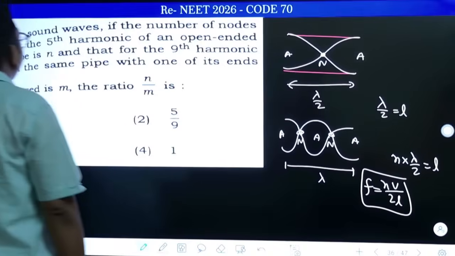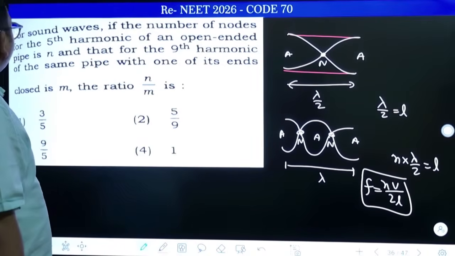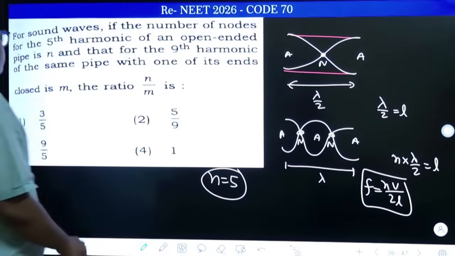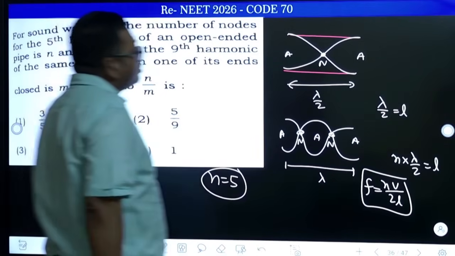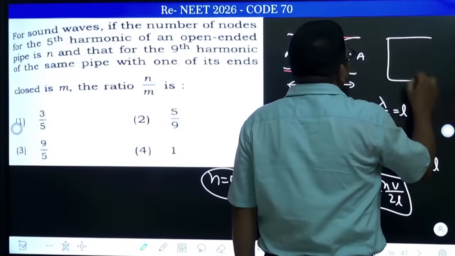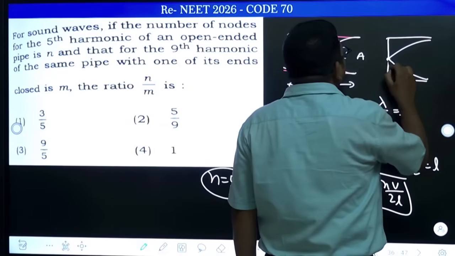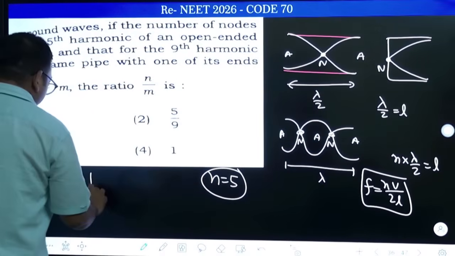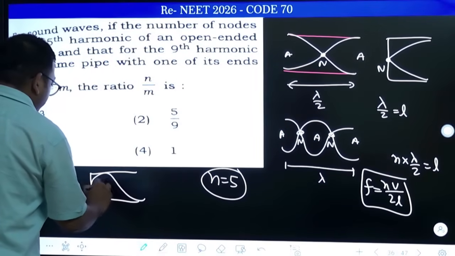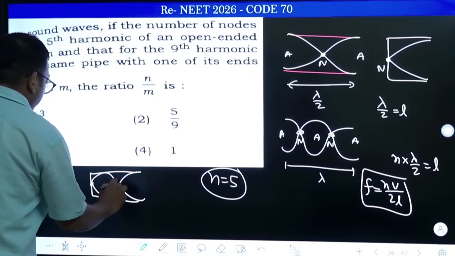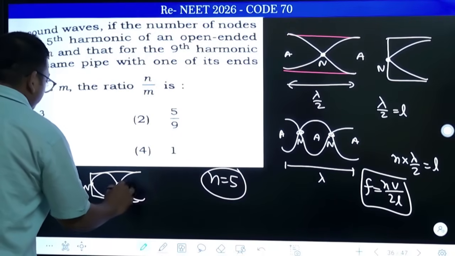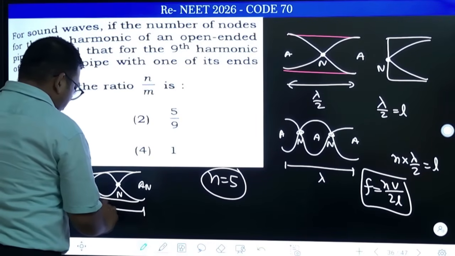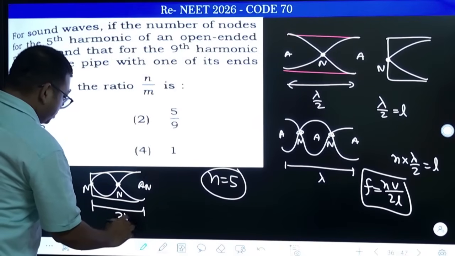Number of nodes for the fifth harmonic, so that n must be five first of all. And then for the ninth harmonic, simple. For closed, what happens? If the tube is closed, then only one node is there, right? And let's take the next harmonic. When you take the next harmonic, you have to draw it like this, right? So node, then antinode. So this distance, how much? This is 3 lambda by 4, right?